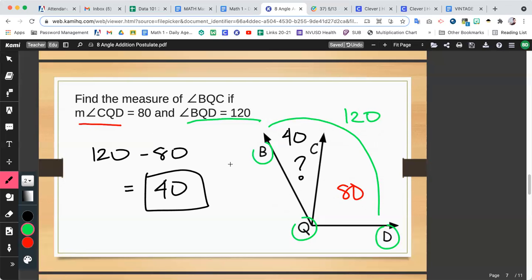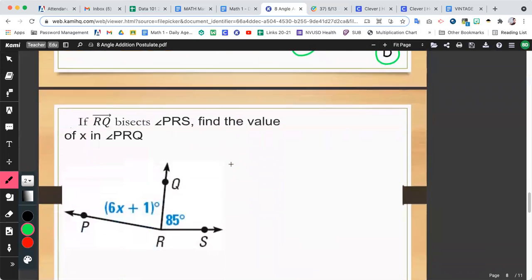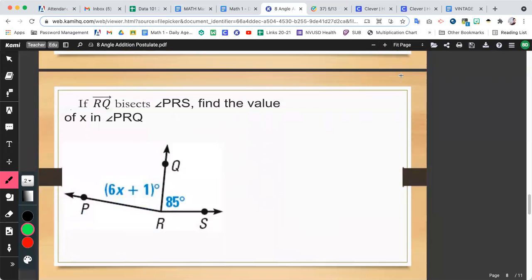Now we're going to get into some variable stuff. But that doesn't change how we do these problems. It's still the same setup for every single problem. You add together the 2 angles that make up the bigger angle. So example 3. Now we have our definition here. If RQ is this ray right here, this is RQ. It says if RQ bisects angle PRS, find the value of X. So what do we remember about bisects?